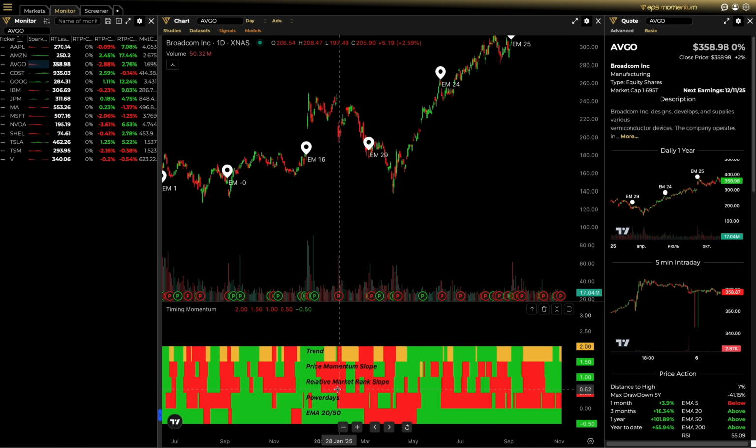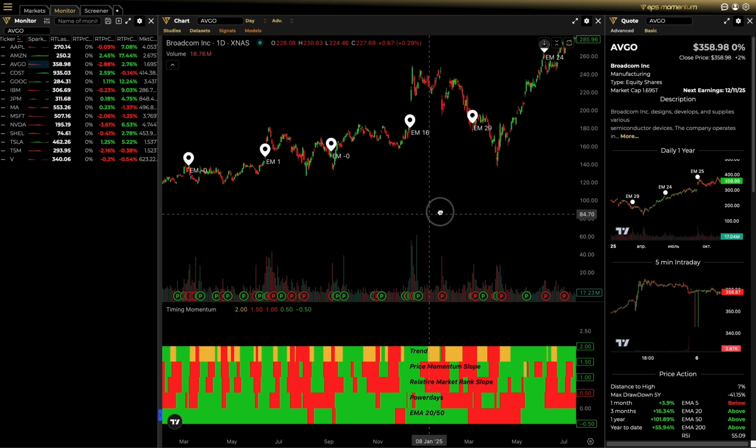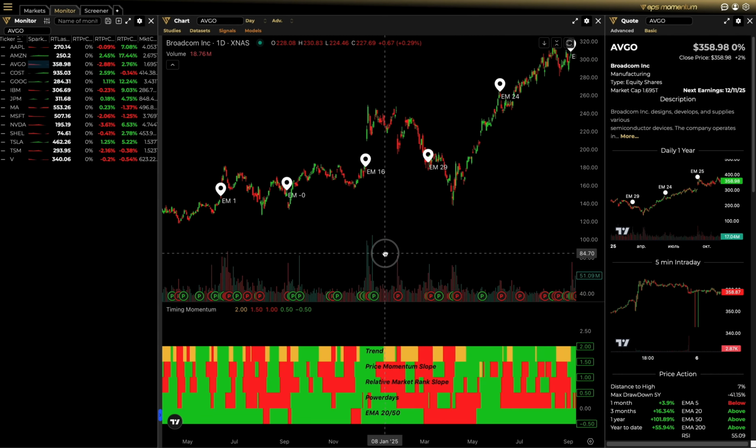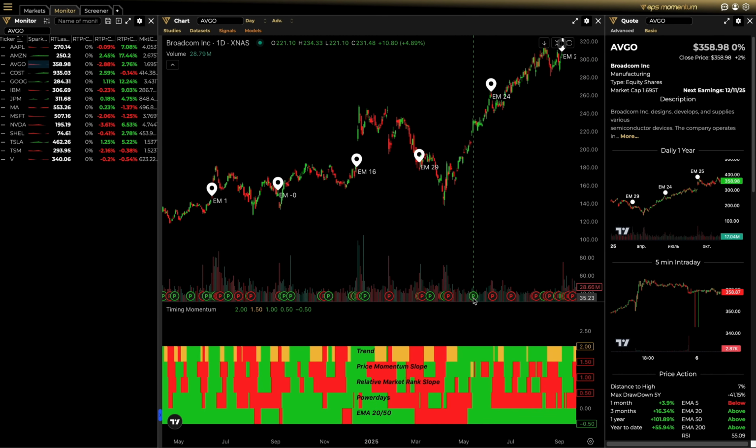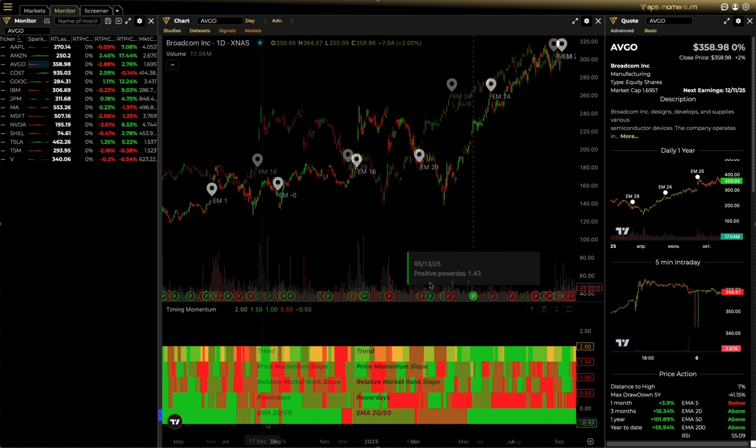Now let's take a look at power days. This proprietary signal combines traded value and price action with a strong focus on volume. It highlights when major players, such as institutional investors, are active in the market. Power days often reveal key turning points.